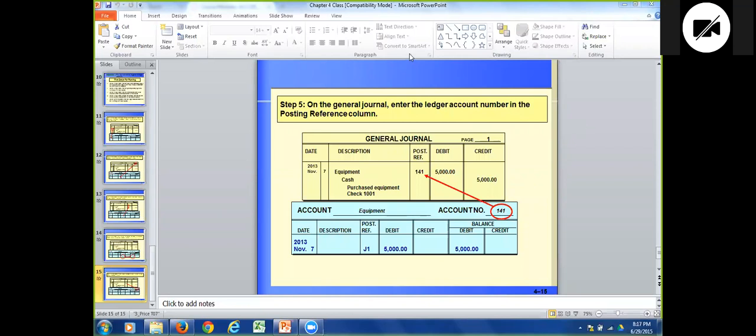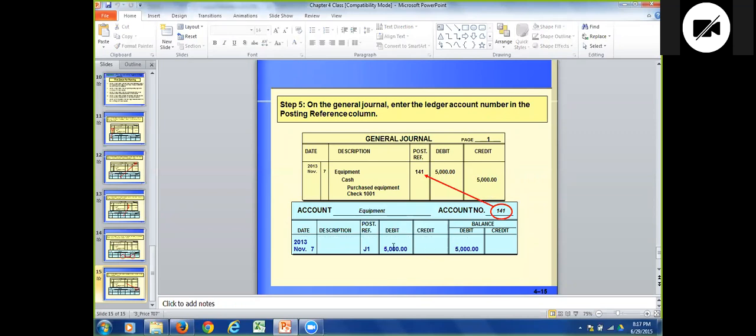Because this is talking about the individual transaction. So equipment had a $5,000 journal entry, which is right here. So $5,000 debit goes here. Over here is the running balance of the account.